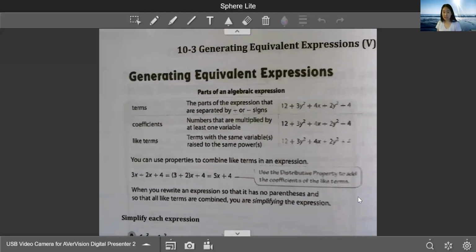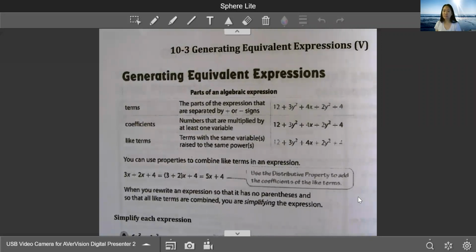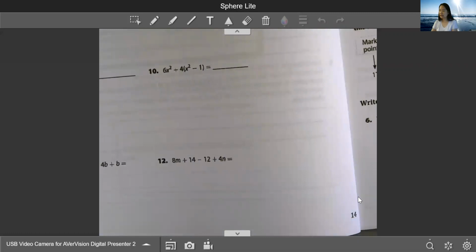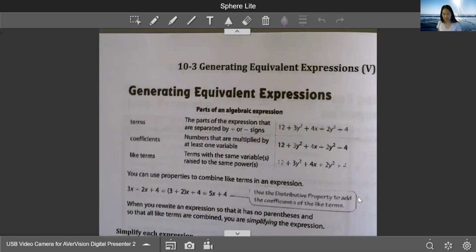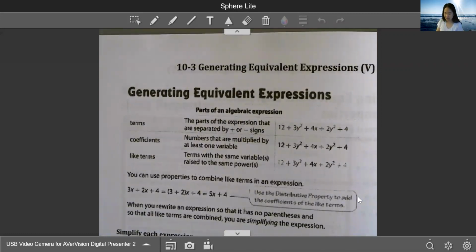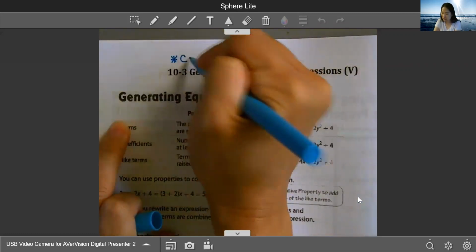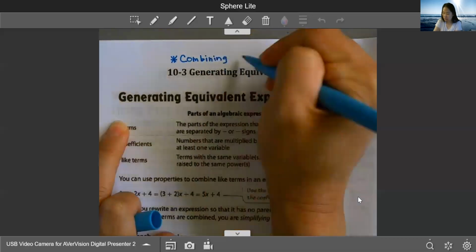Okay, students, so today's notes video is on 10-3, generating equivalent expressions on page 14. So that's the only page that we're going to do today. And the topic is actually called combining like terms. I'm actually going to write the topic right on top here. We're specifically doing combining like terms.